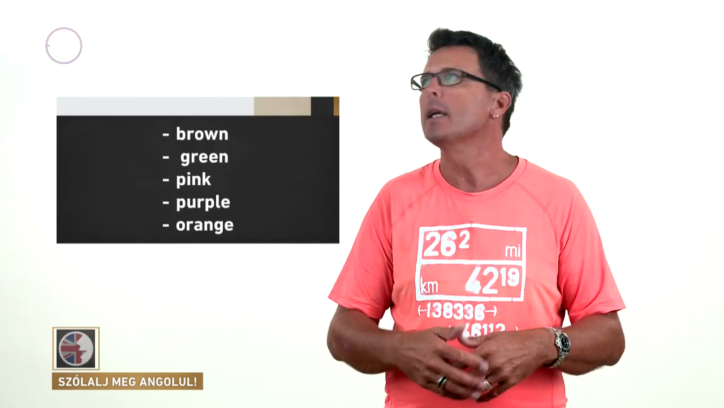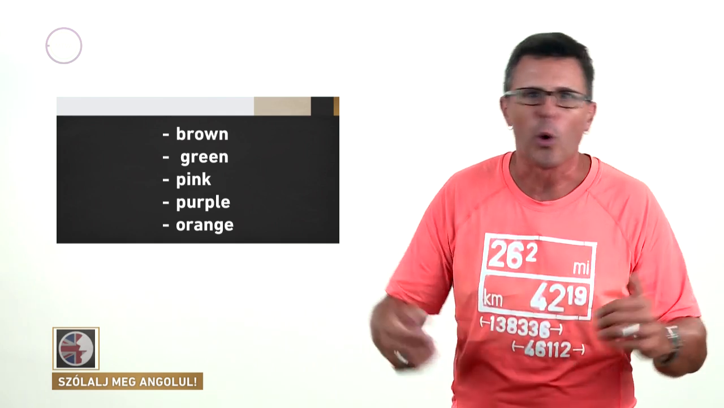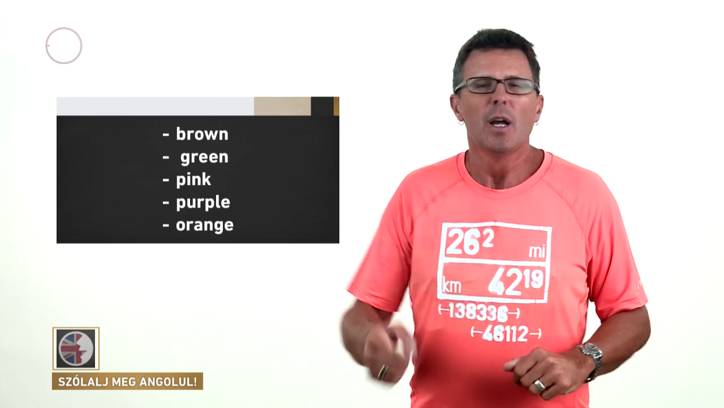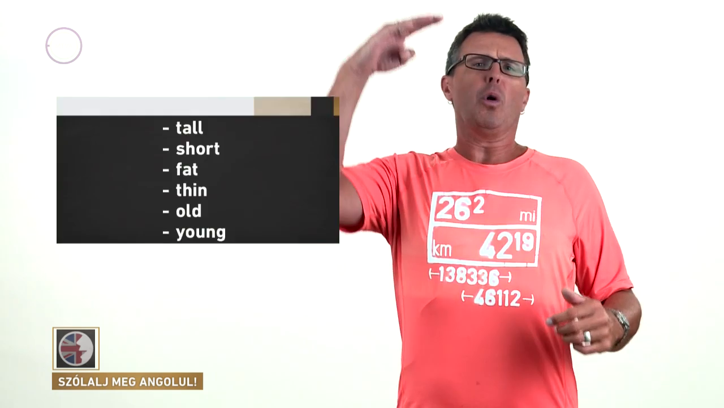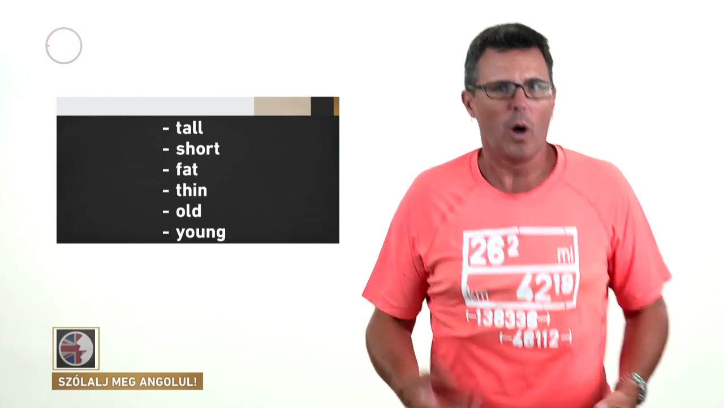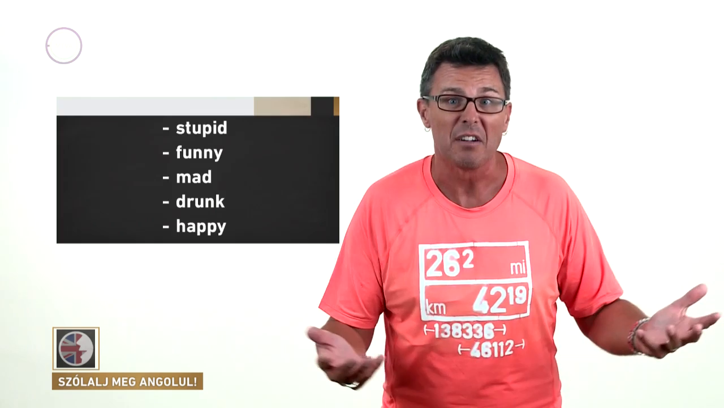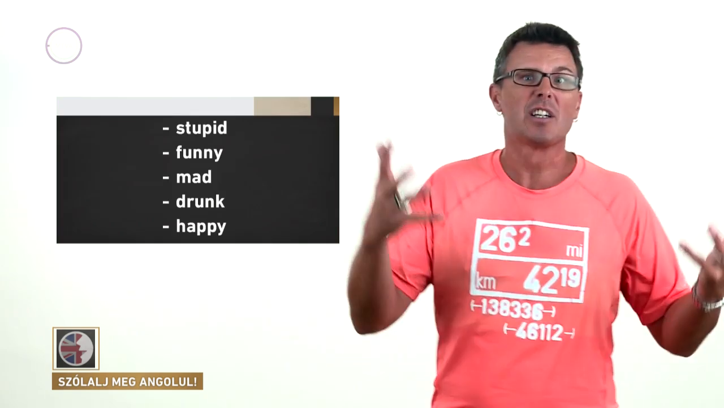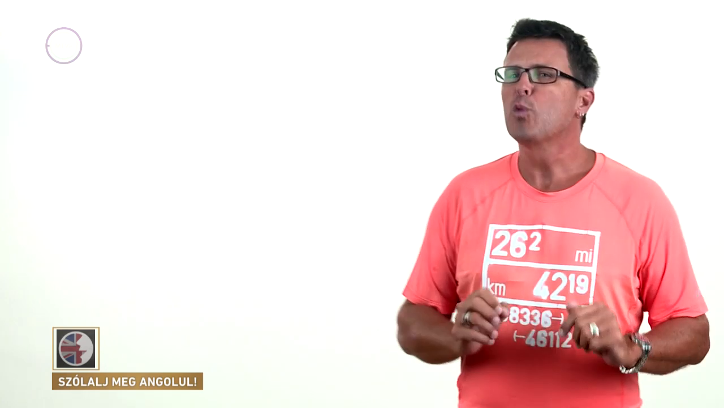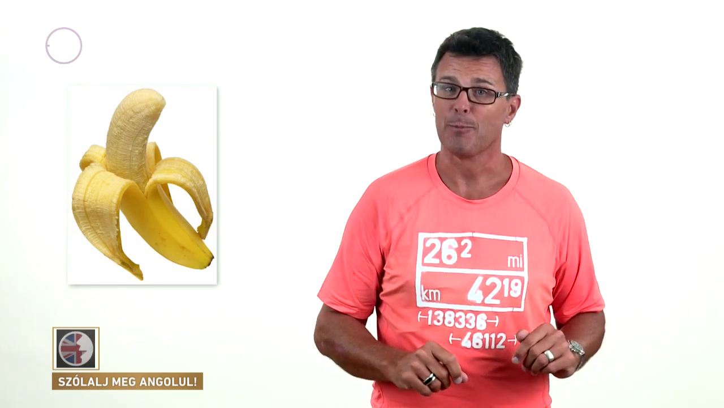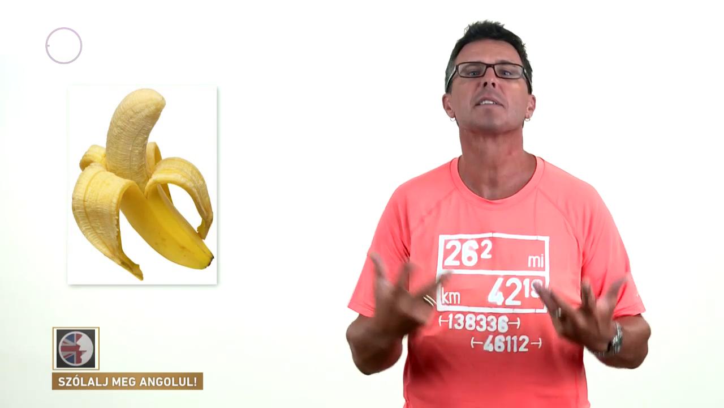Okay, so we all remember what adjectives are. An example of an adjective could be a colour, like brown or green or pink or purple or orange. We also know that words like tall, short, fat, thin, old and young are adjectives. Also, words like stupid, funny, mad, drunk and happy. All of these words are adjectives. Banana is not an adjective. Banana is a noun. It's a word which communicates what something is.